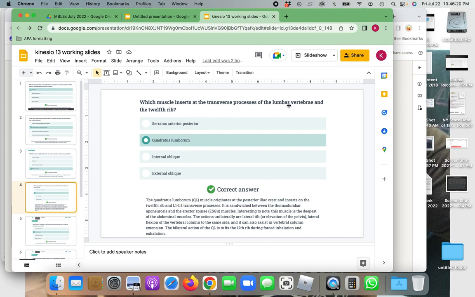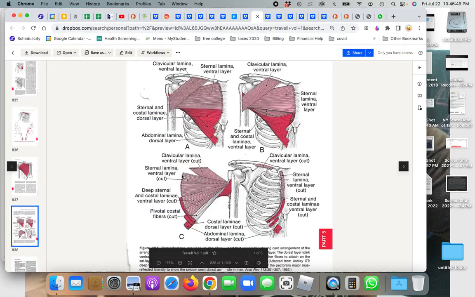I want you to read the question carefully. It's which muscle inserts at the transverse processes of the lumbar vertebrae? That's all the lumbar vertebrae, all 5, and the 12th rib. So that's just the 12th rib, not the 12th vertebrae, not the transverse process of the 12th vertebrae. Choices are serratus anterior or posterior, quadratus lumborum, internal oblique, external oblique. And the answer is the quadratus lumborum.